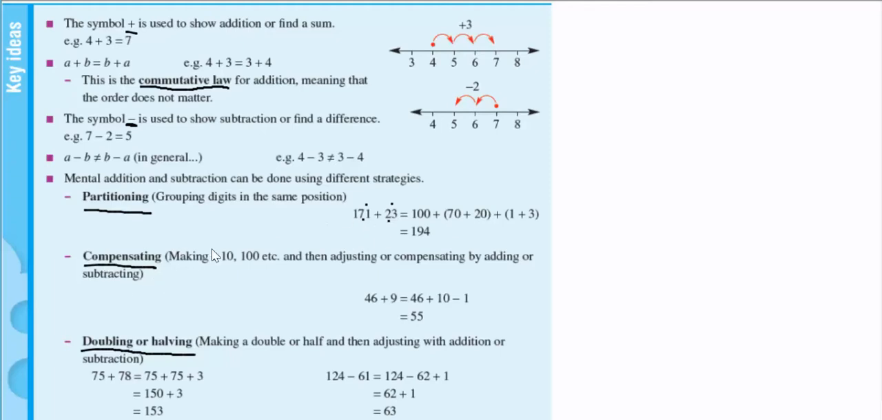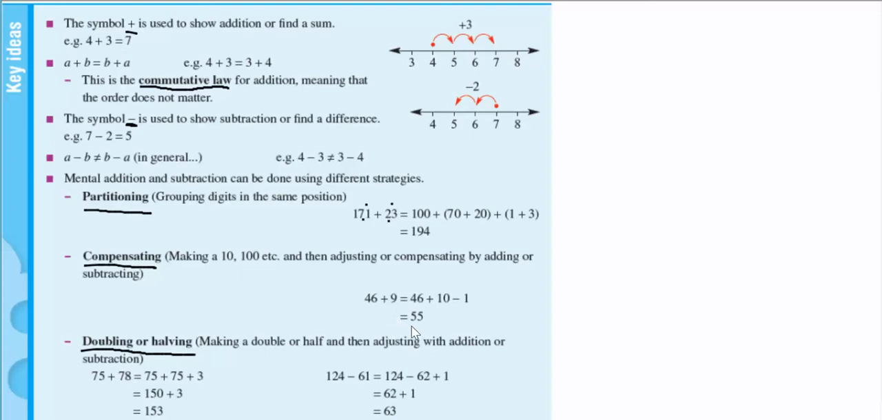Compensating is making a 10 or 100 and then adjusting, or compensating, by adding or subtracting. So what we mean by that is 46 plus 9. 9 is very close to 10, so I might do 46 plus 10 because that's nice and easy, which gives you 56. But then I've got to compensate for that one that I added to make it a little bit easier, and take one off, which takes me down to 55. So that's compensating: going to the nearest 10 or 100 and then adding or subtracting whichever way you had to go.